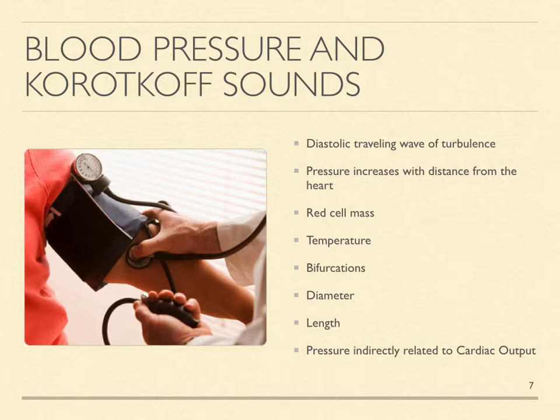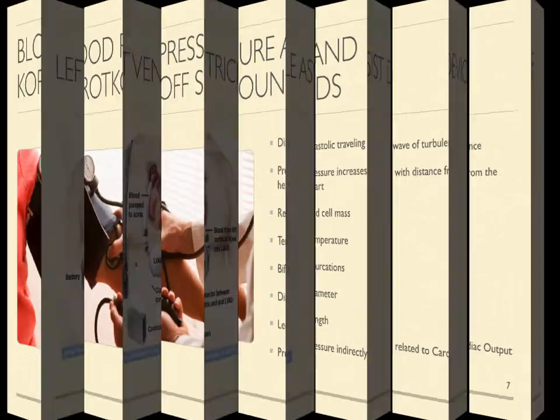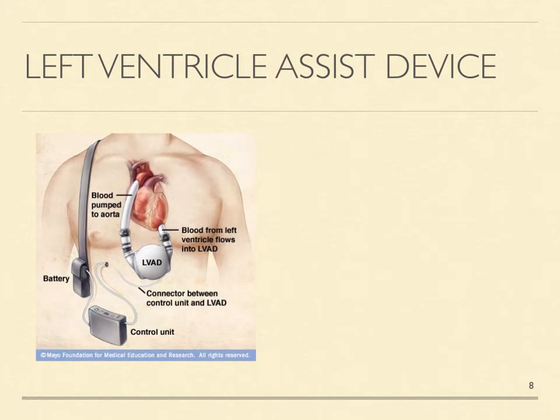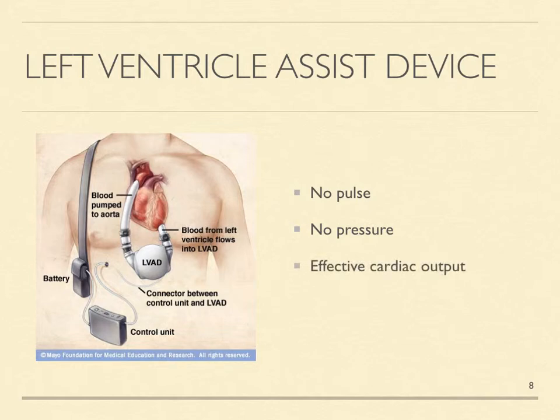Regardless of how it is measured, blood pressure does not reliably correlate with cardiac output and tissue perfusion, and blood pressure measurements are similar among mammalian species. Conventional theory cannot explain how the left ventricular assist pump produces effective cardiac output despite the absence of blood pressure or pulse.